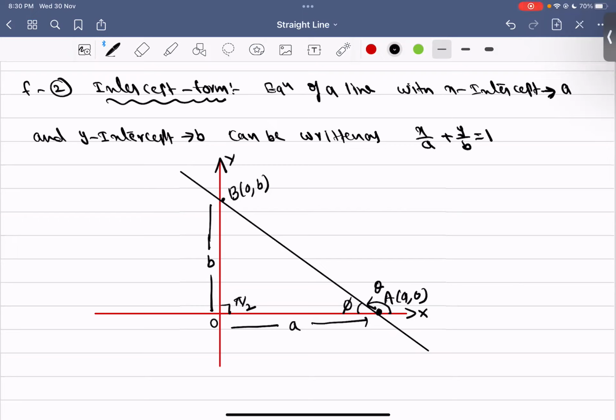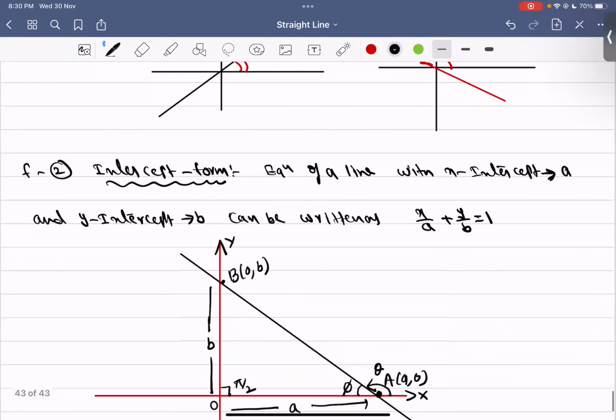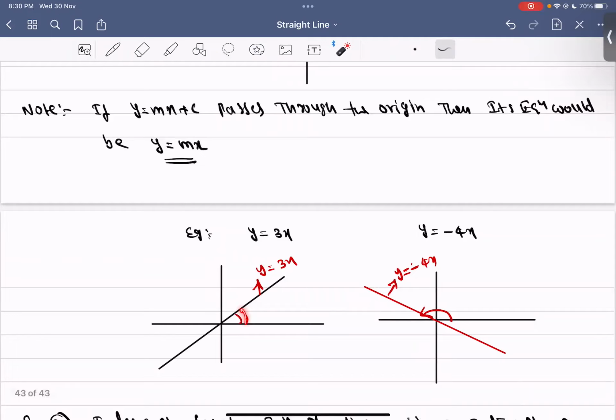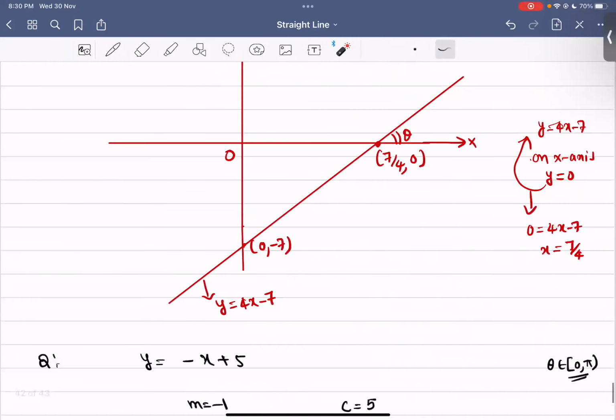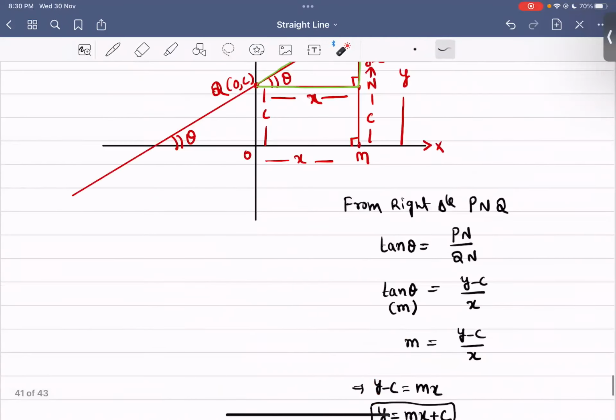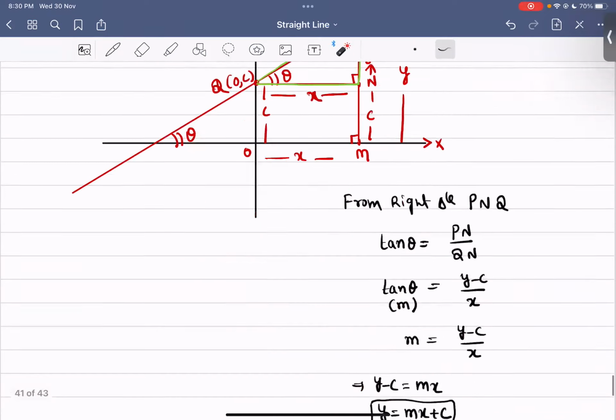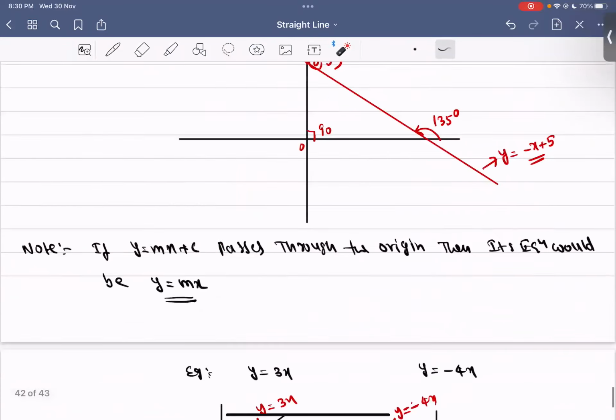Here also you can uniquely determine the line with the help of two quantities. In the previous one, what are the quantities? One is inclination, and another one is the placement of the line. If you know these two quantities, you can write the straight line equation. Uniquely you can determine the equation of the straight line.